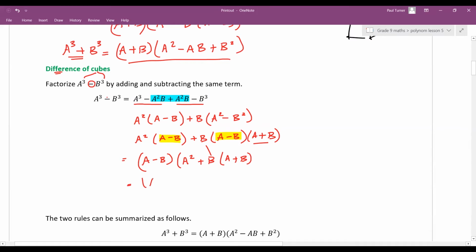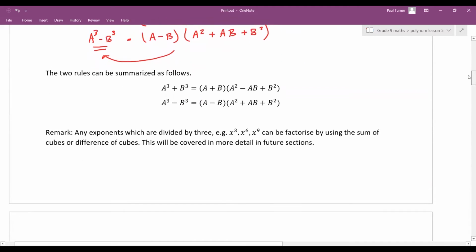And then we have a minus b, a squared plus ab plus b squared, and finished. That's the second one, a cubed minus b cubed. And again, if you want to check the working, you can expand this and you'll get back to here. Okay, so very useful for when we're graphing as well.